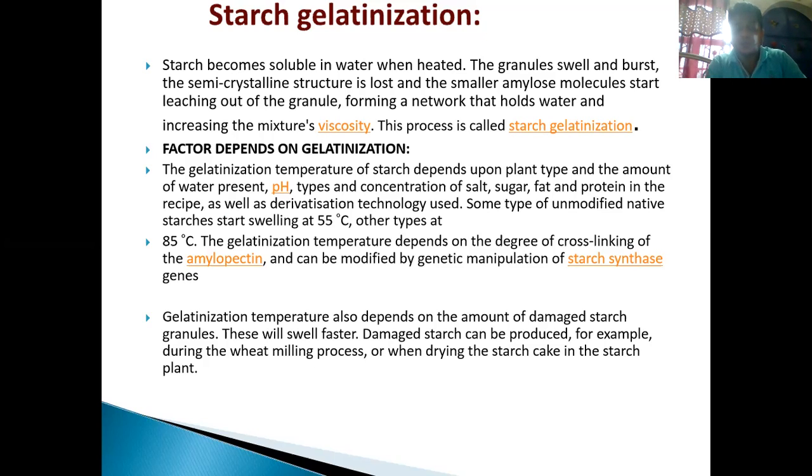Factors depending on the gelatinization process: the gelatinization temperature of starch depends upon the plant type and the amount of water present, pH, the concentration of salt, sugar, fat and proteins in the recipe, as well as the derivatization technology used. Some types of unmodified native starch start swelling at 55 degrees. The gelatinization temperature also depends on the amount of damaged starch granules, which will swell faster. Damaged starch can be produced, for example, during the wheat milling process or when drying the starch cakes in the starch plant.